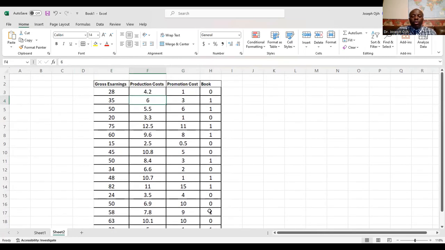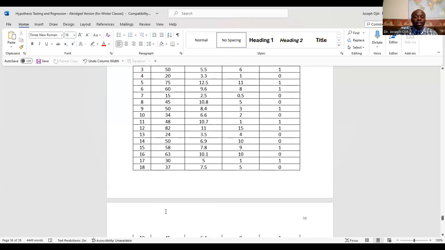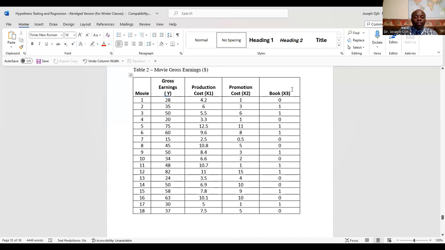Next, to be able to answer those 4 questions, they asked us to find the regression equation, interpret the regression coefficients, and then find the predicted gross earnings of a movie that is based on a book and has a production cost of $14 million and a promotion cost of 5 million. Remember this is our X1, X2, and X3. Production cost is X1, promotion is X2, and book, if it's based on a book, is X3.